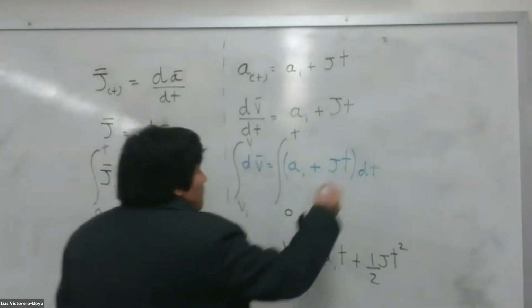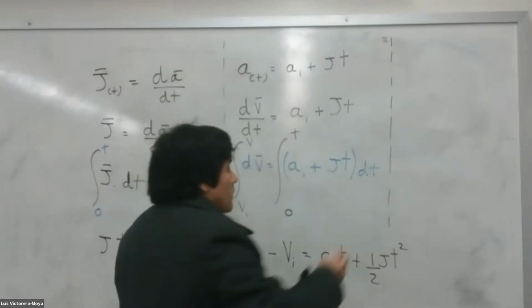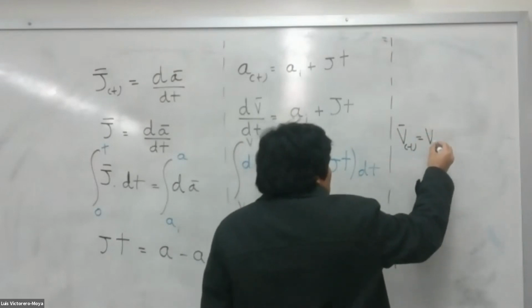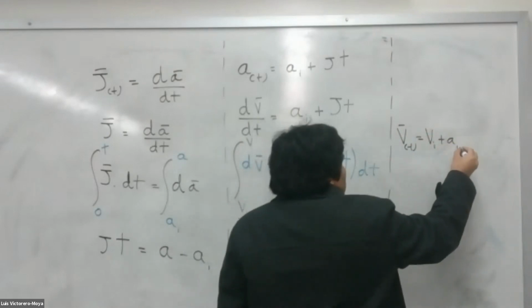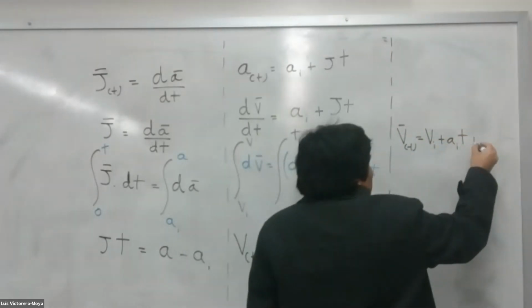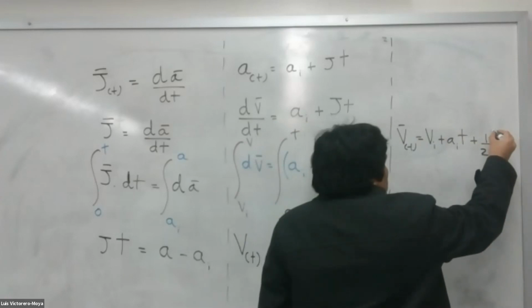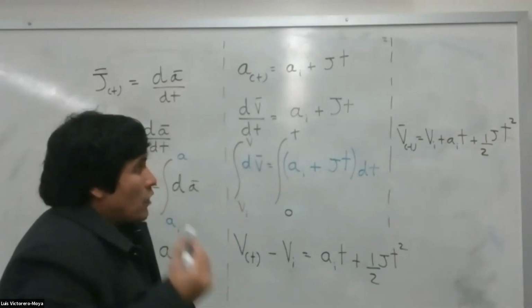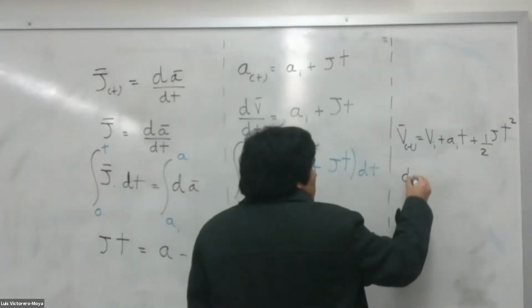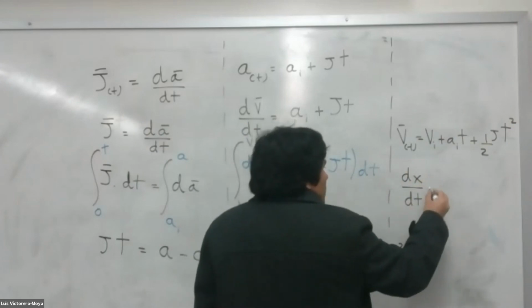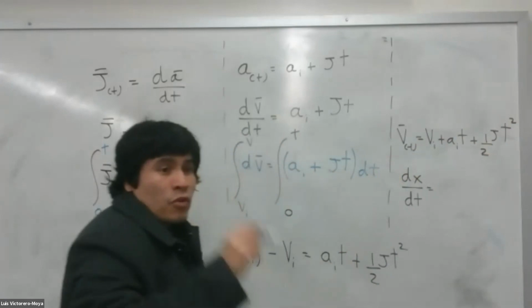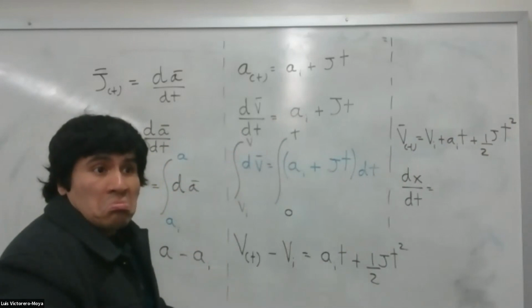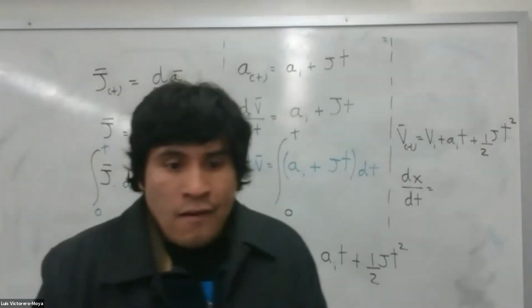So then the velocity as a function of time is v initial plus AI t plus 1/2 j t squared. How do you get a position? Well, you do the same. dx dt equals all that. You integrate it from xi to x, and from 0 to t on the other side, and that's how you do it. All right.